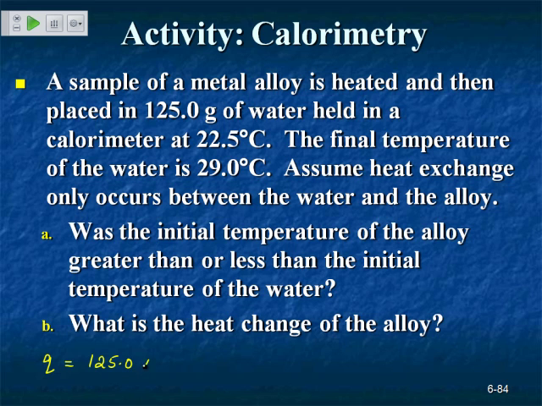of water. Multiply that by, yes, well, let us just do it in that order. Q is equal to mc delta T. Specific heat of water is 4.184. Multiply that by the delta T, which is 6.5. Final temperature is 29, initial temperature is 22.5, so the difference is 6.5. So this will tell you Q of water.